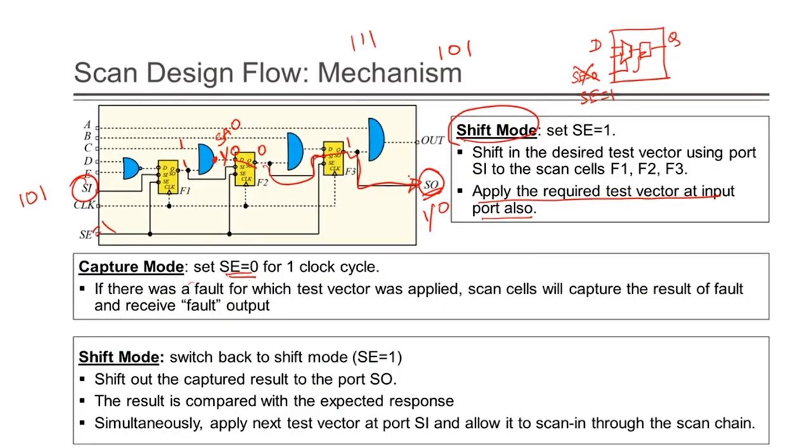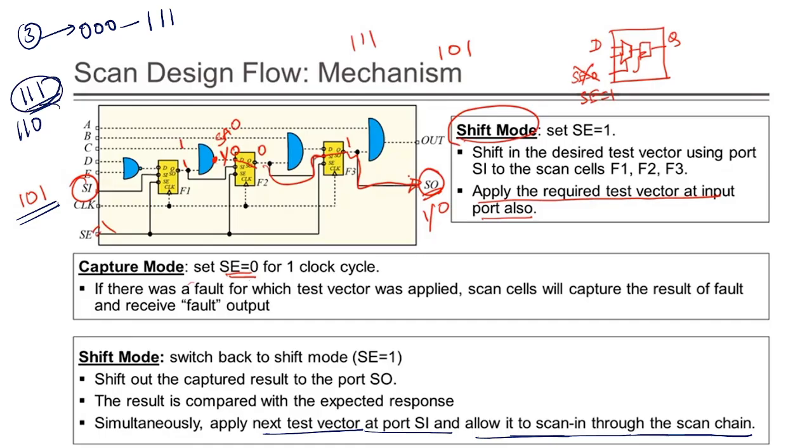That is shift mode. Simultaneously, we need to apply the test vectors at SI, which allows them to scan into the scan chain. Suppose you applied 101. With three inputs, you can apply test vectors from 000 to 111. After that, you can apply 110 or 111 like that. Any number of test vectors can be applied to the scan flow.